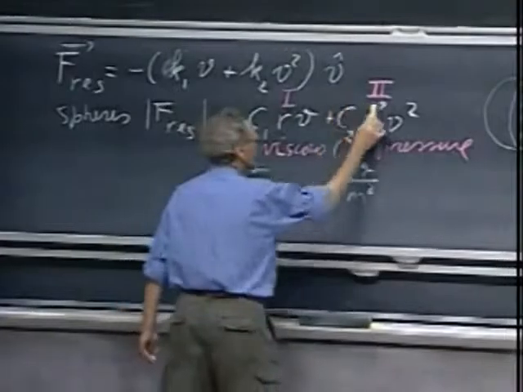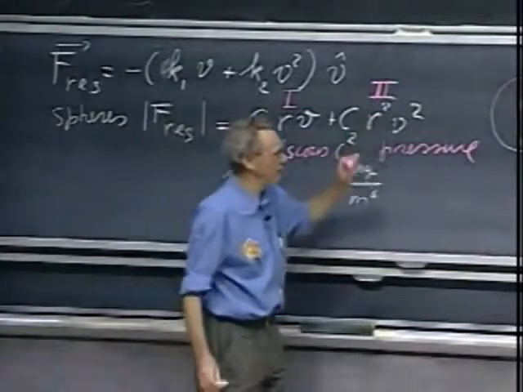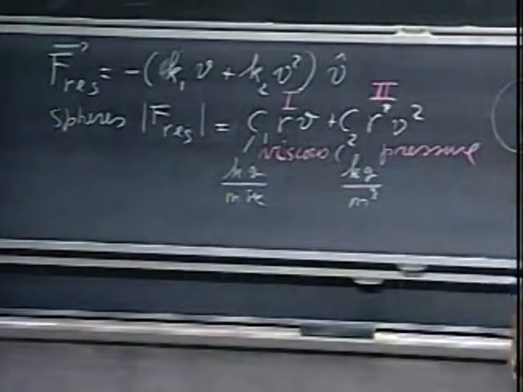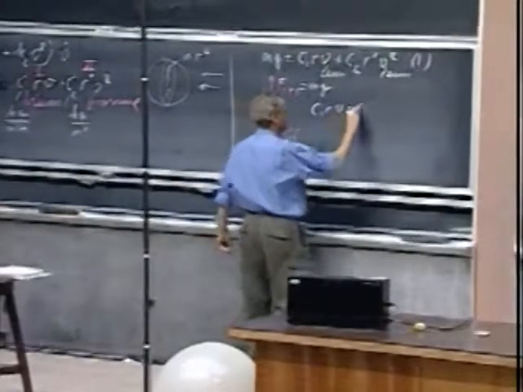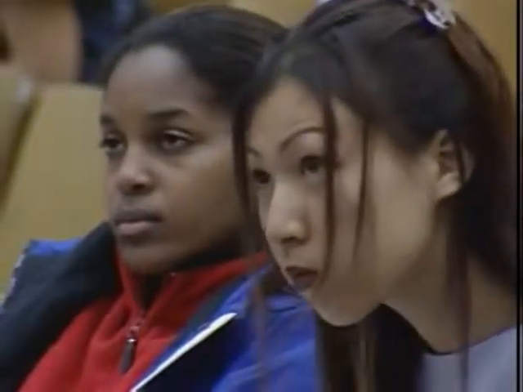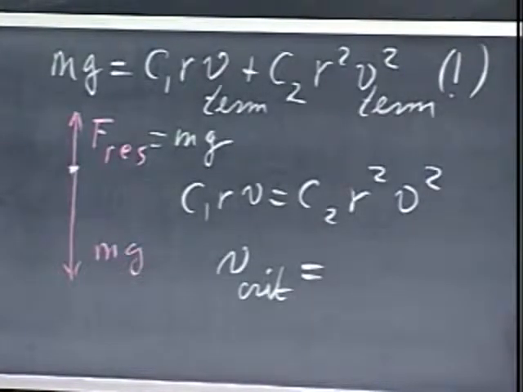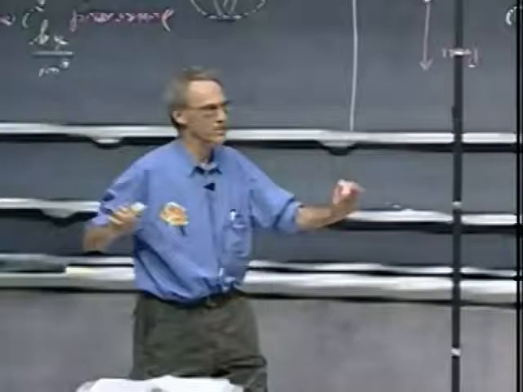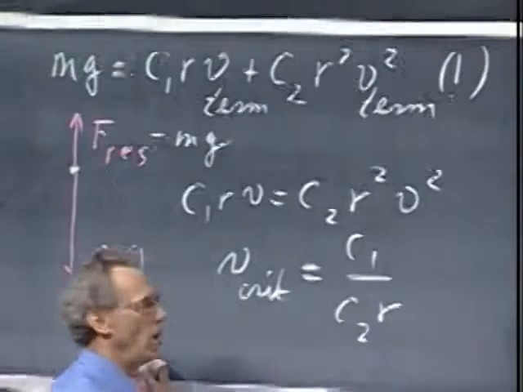Where 1 and 2 are the same, where the force due to the viscous force and the pressure force are the same, we can make these terms the same. So you get c1rv equals c2r squared v squared, and that velocity we call the critical velocity, even though there is nothing critical about it. It's not critical at all. It's simply the speed at which the two terms are equal. That's all it means. And that is, of course, then equals c1 divided by c2 divided by r.